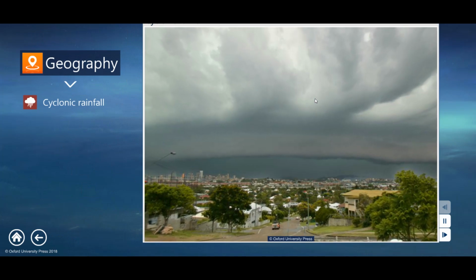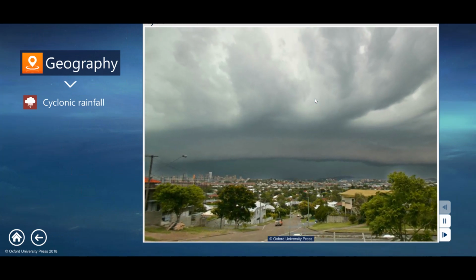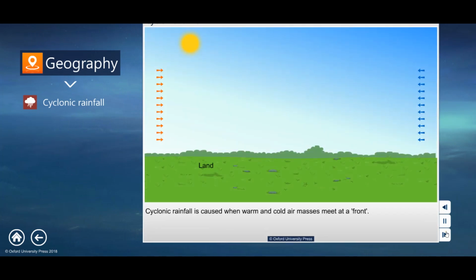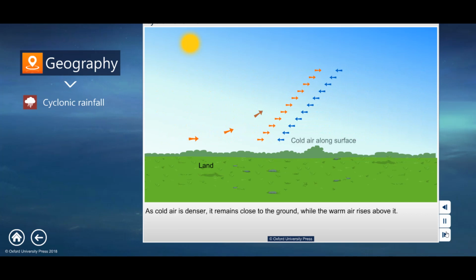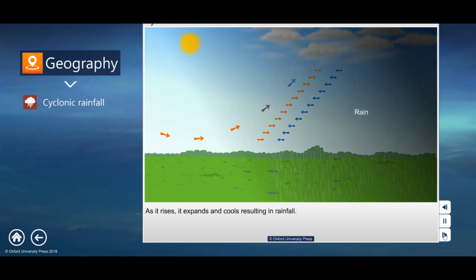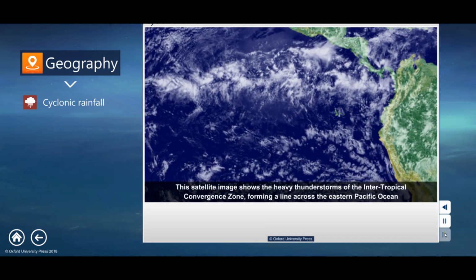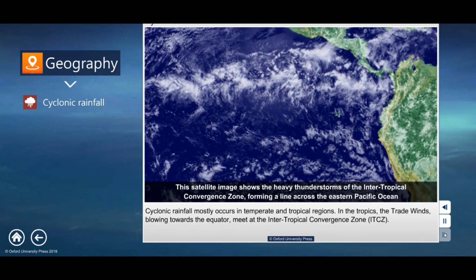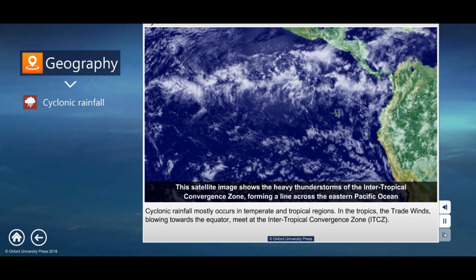Cyclonic rainfall. Cyclonic rainfall is caused when warm and cold air masses meet at a front. As cold air is denser, it remains close to the ground, while the warm air rises above it. As it rises, it expands and cools, resulting in rainfall. Cyclonic rainfall mostly occurs in temperate and tropical regions.